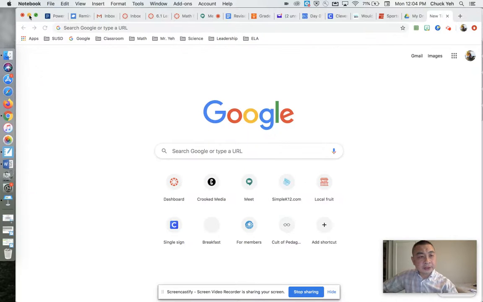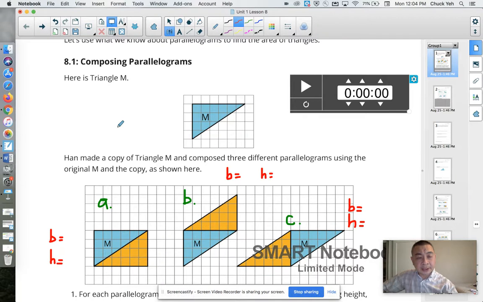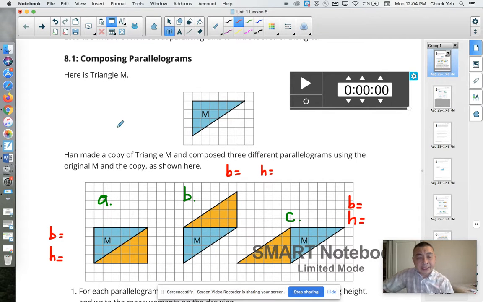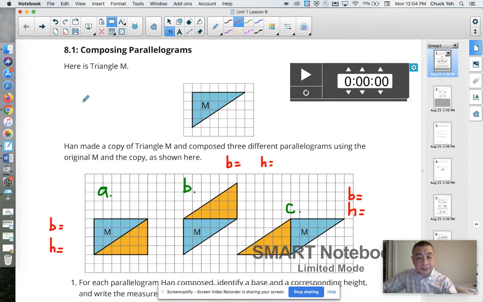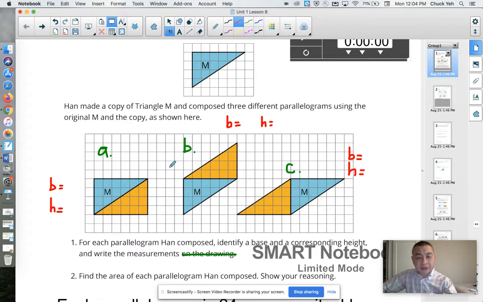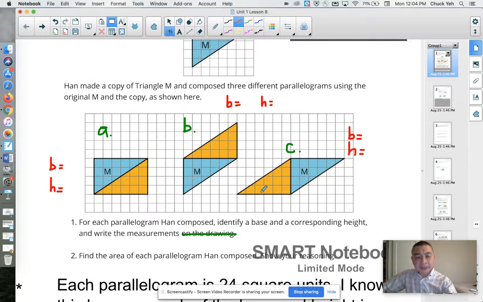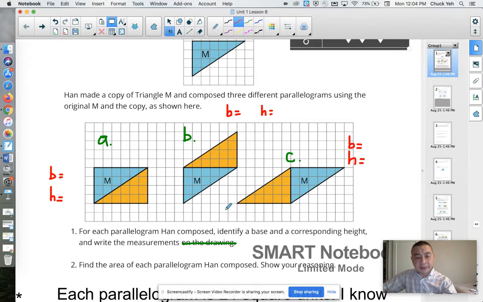After you're done, you're going to put 8.1 under the vocabulary. We did the student task statement today on lesson 8, so you can just follow along in here. Under the vocabulary, put 8.1. Write number 1A, 1B, 1C. For each parallelogram, identify a base and a corresponding height and write the measurements.